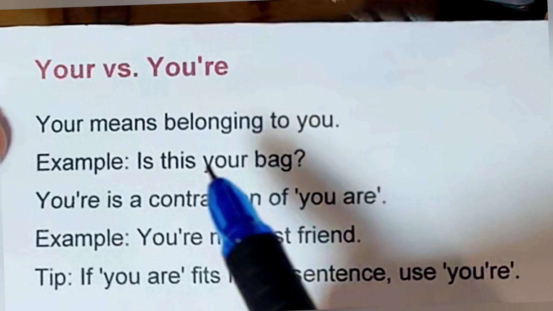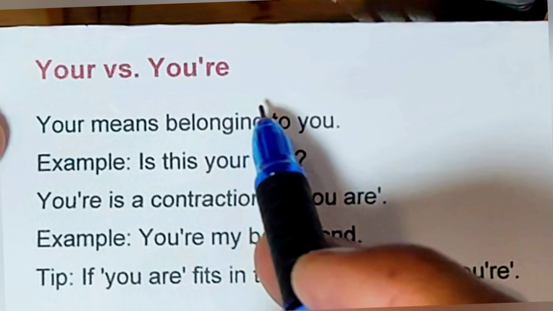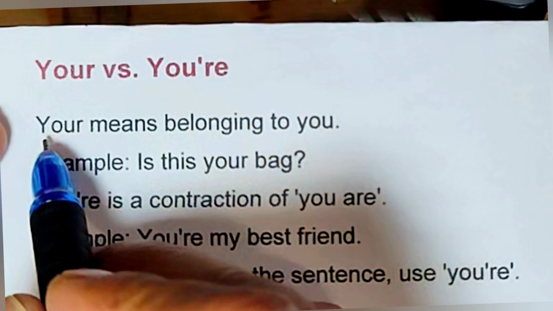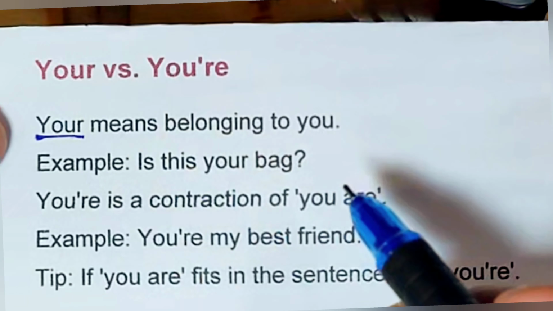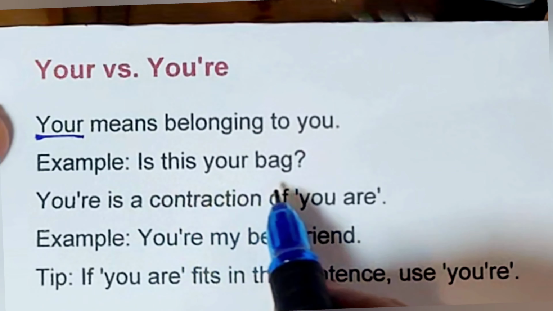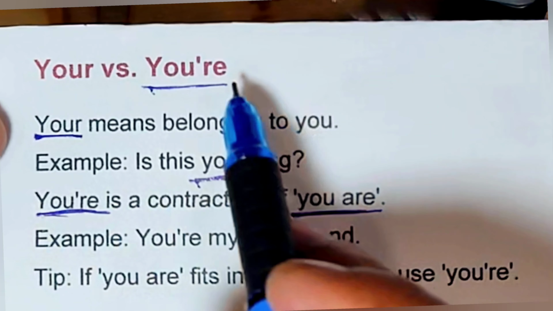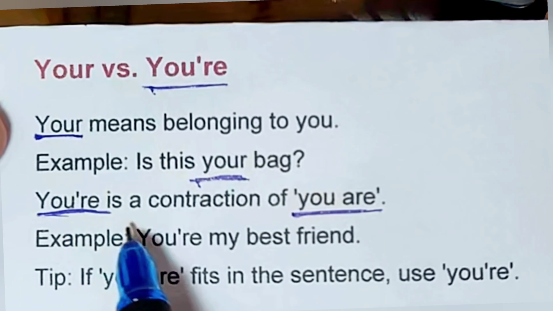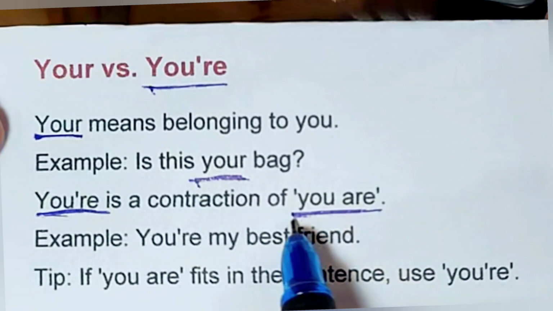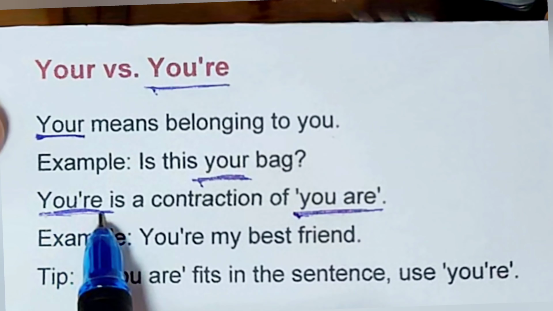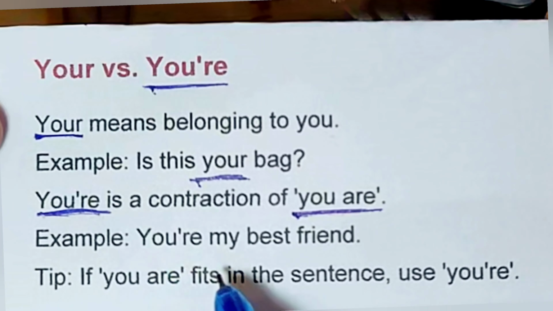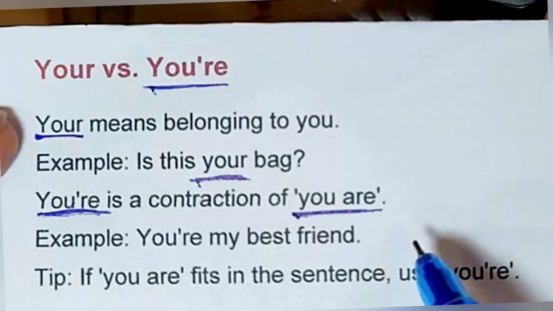Next pair of words here: your versus you're. Your means belonging to you. This is your, that's belonging to you. Example here: is this your bag? And the next one, you're, is a contraction of you are. You just write you are in short form here, like this one. An example here: you're my best friend.